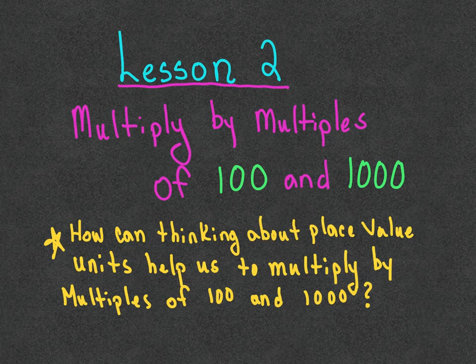Good evening. We're going to start today with lesson 2 in our unit 3, multiply by multiples of 100 and 1,000. As we're working on this lesson tonight, I want you to think about this question. How can thinking about place value units help us to multiply by multiples of 100 and 1,000?